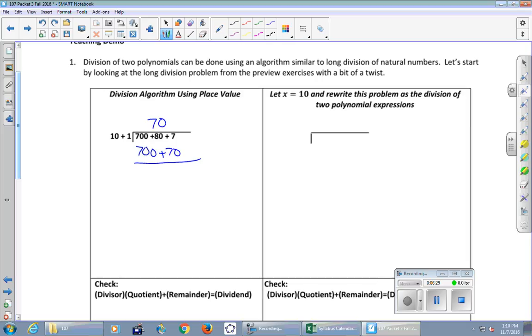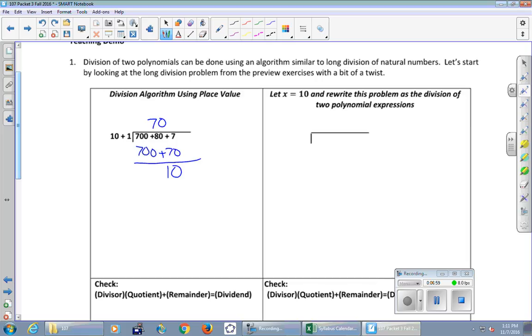Okay, and what's the next step now? I'm not ready to bring down yet. What do I do with these two things? Subtract them, right? So 700, 700. What happens when I subtract? They cancel. That was the whole point. If they didn't cancel, it means you put the wrong thing up on top, right? You put 70 up there because that's the thing that made them cancel. But then we do 80 minus the 70 and we get 10.